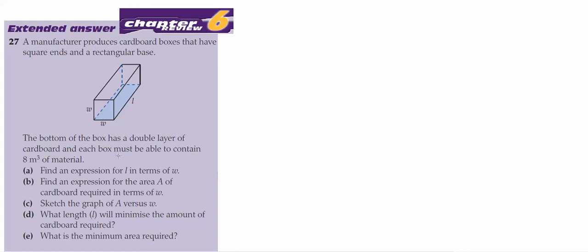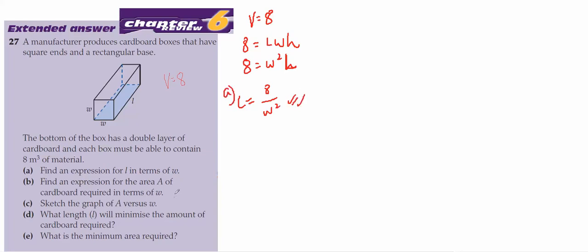And each box must be able to contain 8. So the volume of each box is 8. Okay, find an expression for L in terms of W. Well, I know the volume of the box is going to be 8, and the volume is going to equal length times width times height, which in this particular case is W squared H. 8 equals W squared H. L in terms of W, so L equals 8 on W squared is the answer to part A.